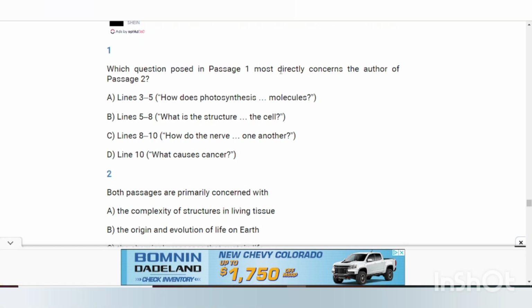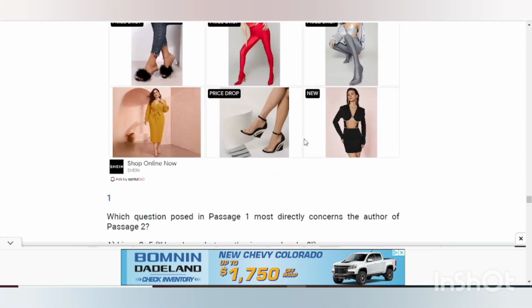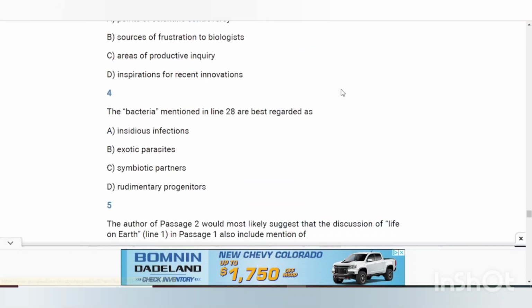Which question posed in passage 1 most directly concerns the author of passage 2? Both passages are primarily concerned with... Are they both concerned with the complexity of structures in living tissue, the origin and evolution of life on Earth, the chemical processes that sustain life, the symbiotic relationship among species? Hmm. So it mentioned the complexity of structures a lot. But anyways, I'm not here to answer the questions.